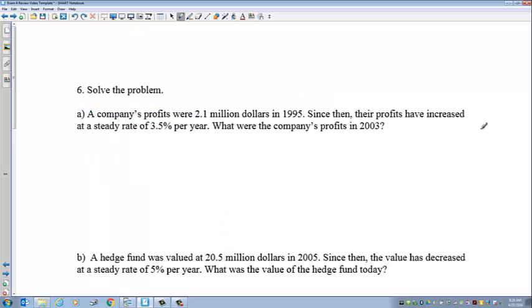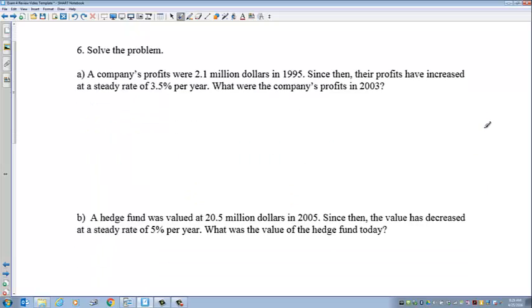Let's look at the next one. So on number 6, we're solving some word problems here. And they're pretty easy to do once you kind of get the feel for it. So on this one, what do we have? We have a company's profits were $2.1 million in 1995. Since then, their profits have increased, so they're going to grow by a steady rate of 3.5% a year. What were the company's profits in 2003?